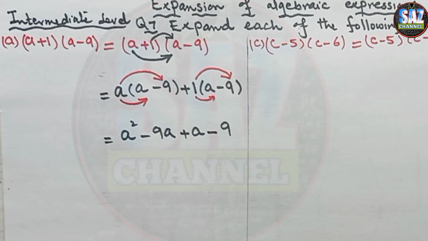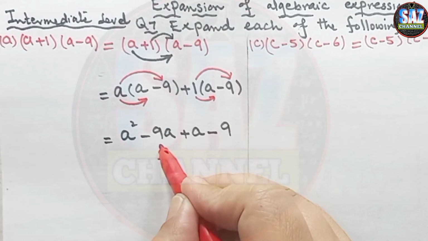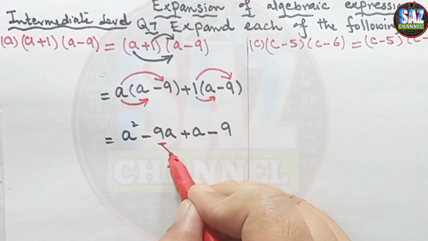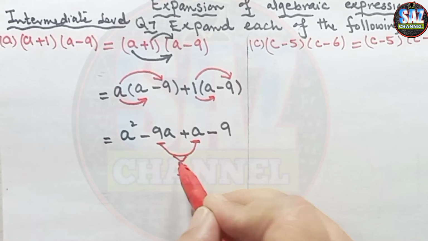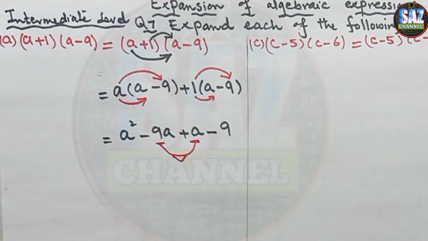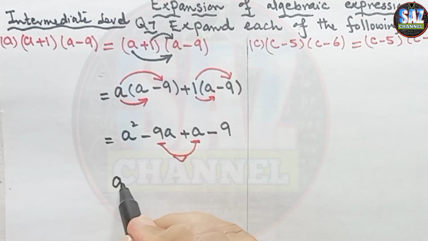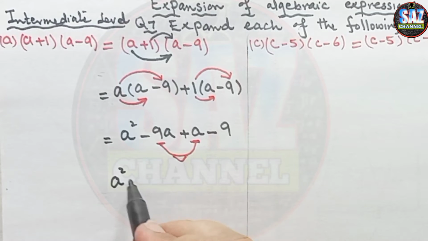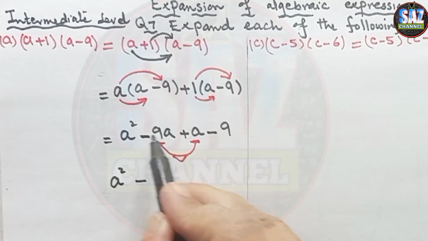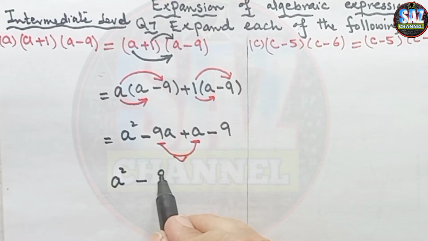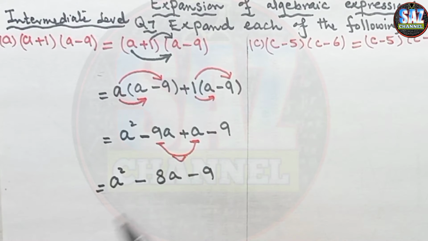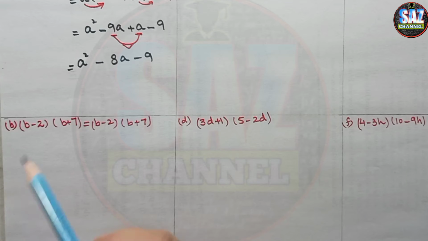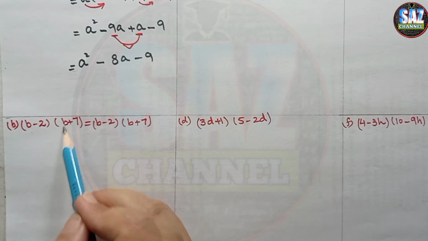Now I have to look at the like terms: minus 9a and a are like terms. So we first solve them according to their signs, and it takes the form a square, minus 9 plus 1 gives minus 8a, and minus 9. I hope you are clear about this question, and let's quickly move to the second part, that is (b - 2)(b + 7).